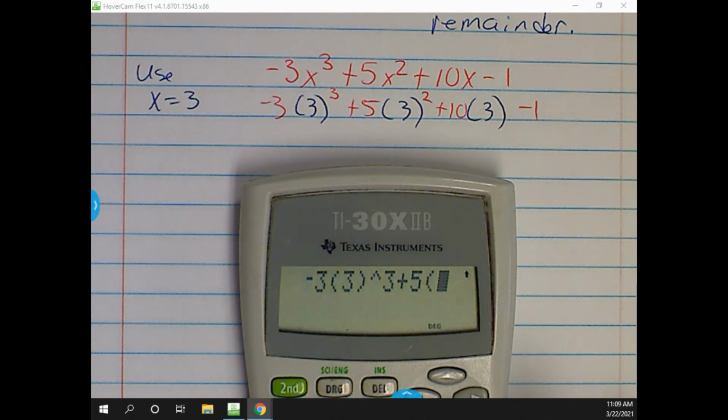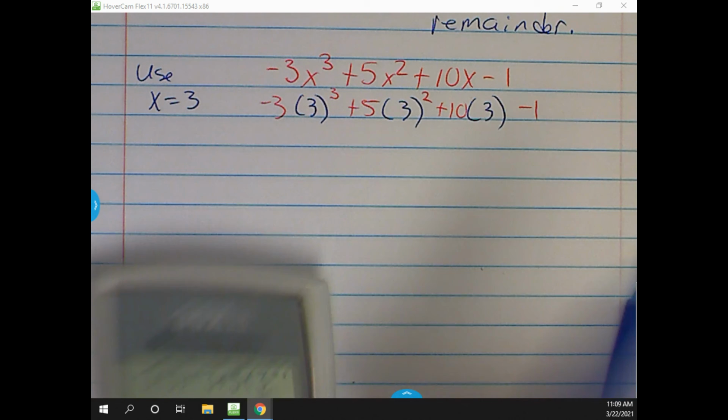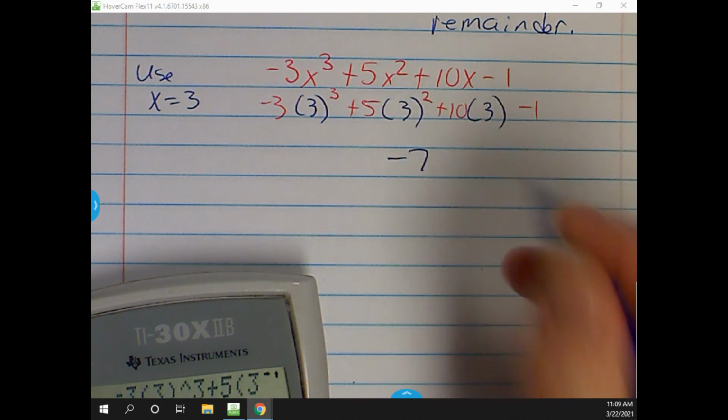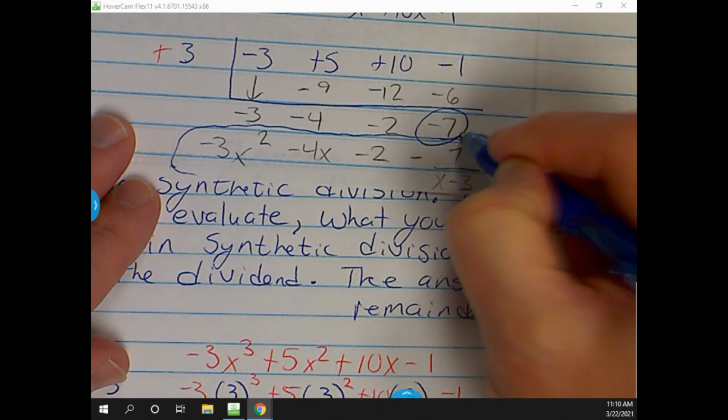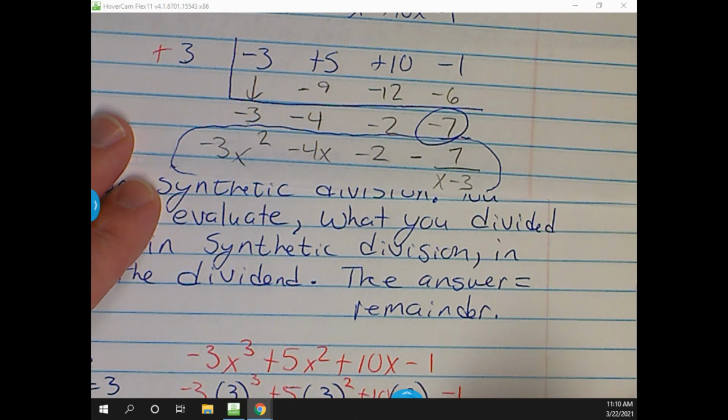Plus 5 times 3 squared, plus 10 times 3, minus 1. So all that came out to be -7. And if we go back and check, that is what we had in the remainder back here. So that -7 checked with that -7, so it checks.